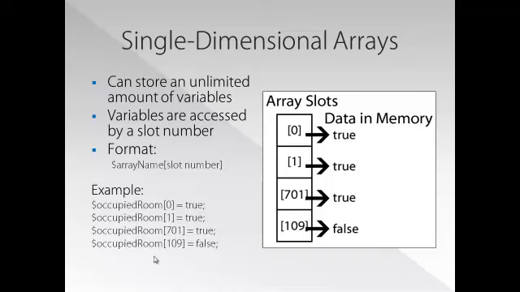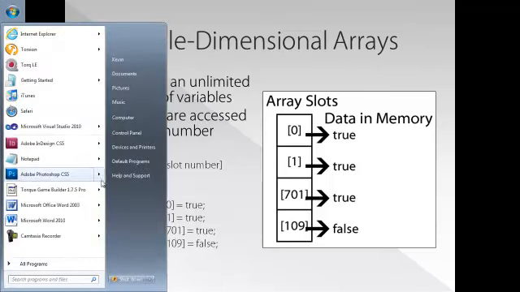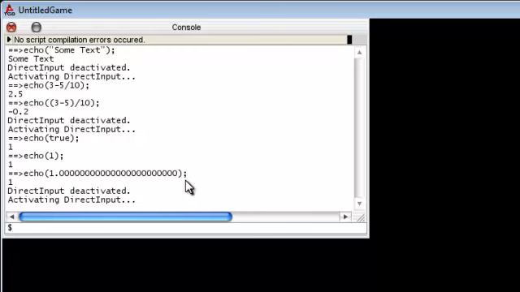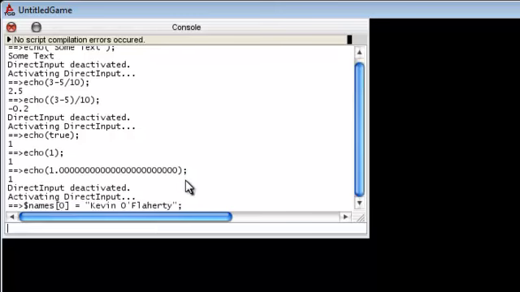Okay. Let's show an example in the console. I'm just going to make an array called names. I'm going to set slot 0 to equal my name, Kevin O'Flaherty. I'm going to set the second slot to my team members. First, Laura Polygonus.